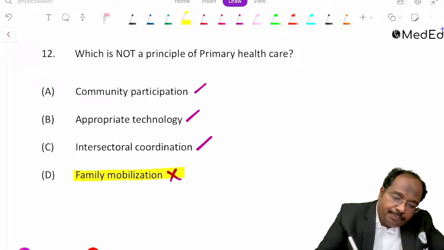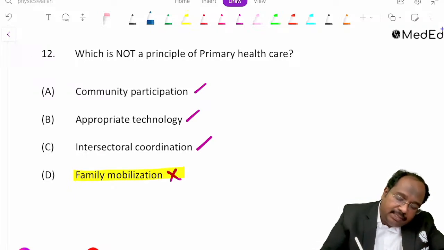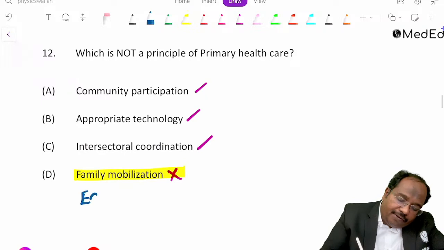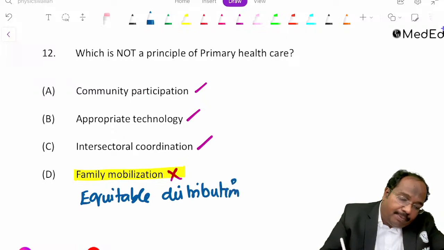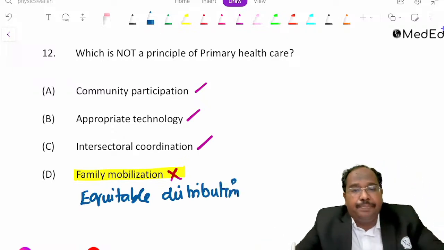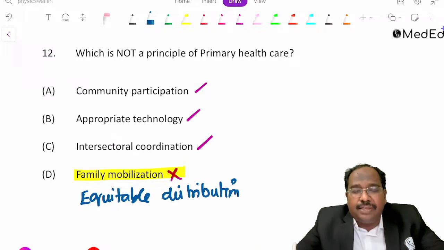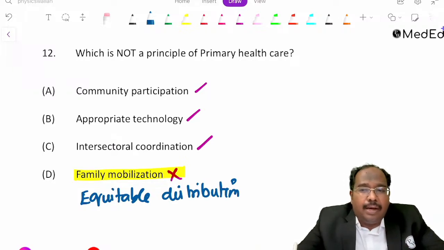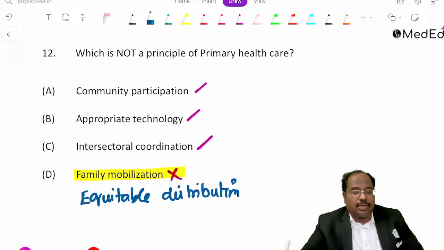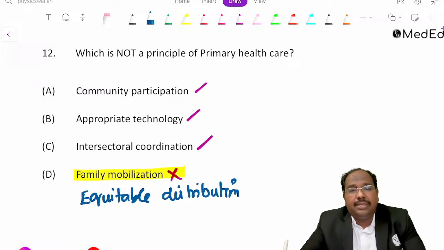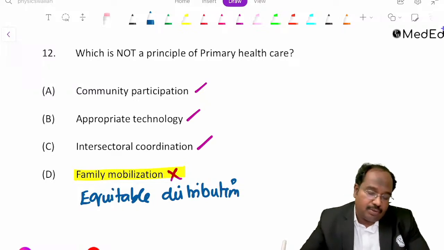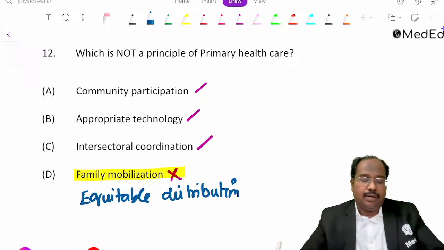What is the answer? Yes, we should be providing equitable distribution. Yes, for yellow fever, at seaports and airports there should not be any breeding place within 400 meters, guys. That is right. So the principles are community participation, appropriate technology, intersectoral coordination, and equitable distribution. So we should be providing services equally.